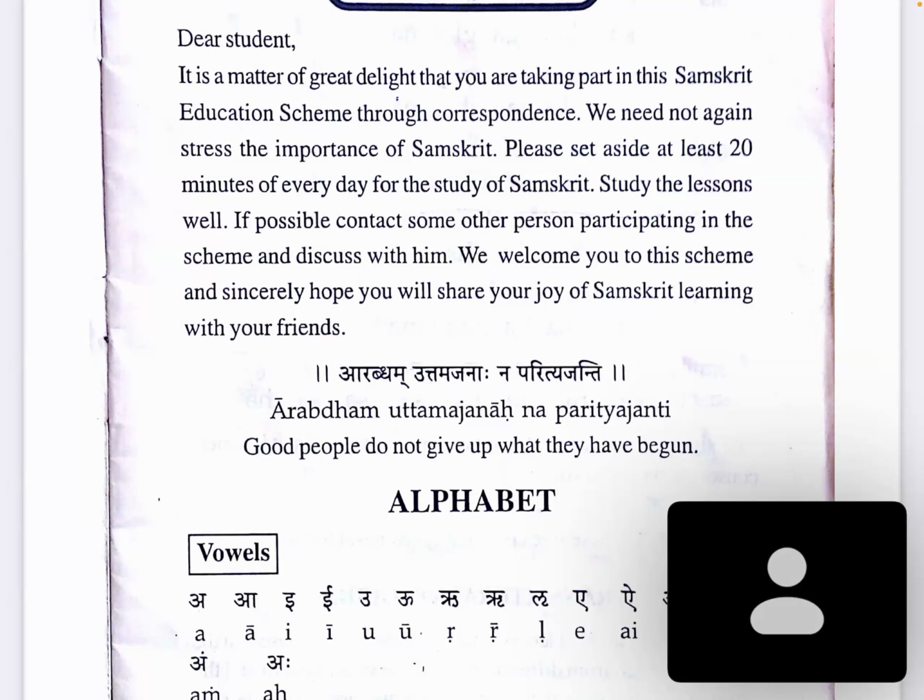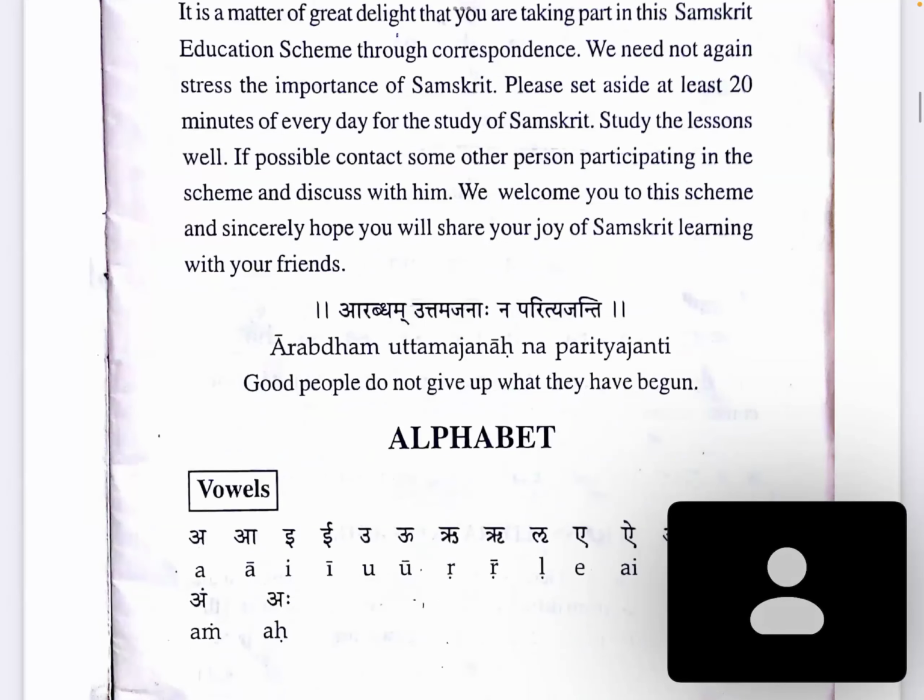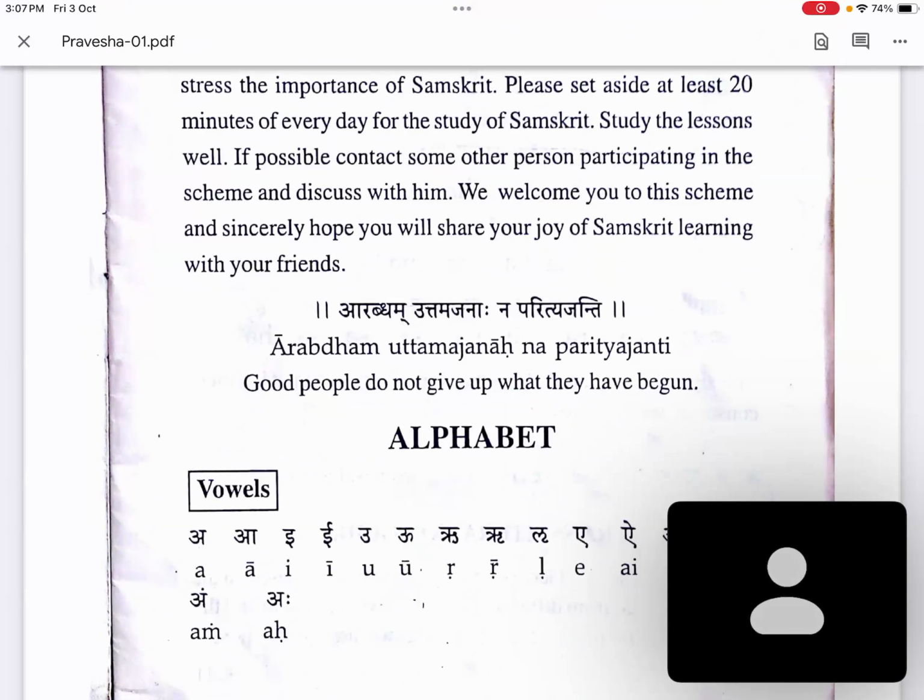That is the meaning given there. I'm sharing the book. Good people. I'm sharing it. Can you see? Yes, I am able to see.